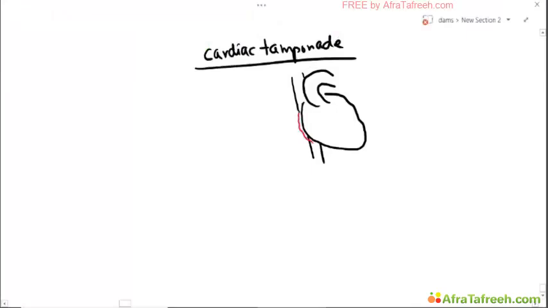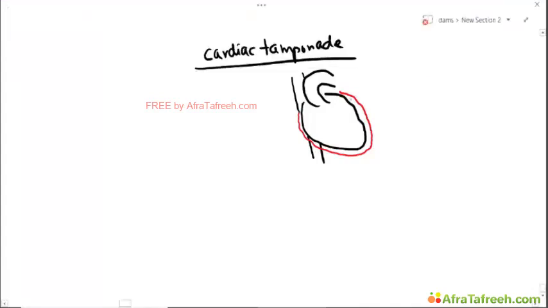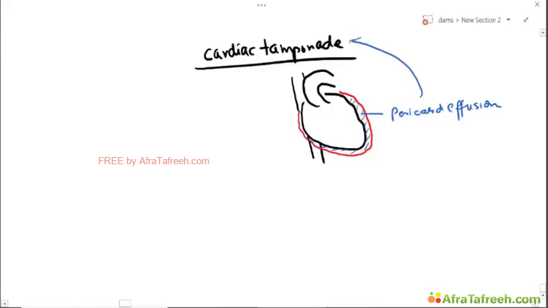This is the pericardium surrounding the heart, and if you see fluid between these two, this is pericardial fluid, pericardial effusion, which is a prerequisite for development of cardiac tamponade.